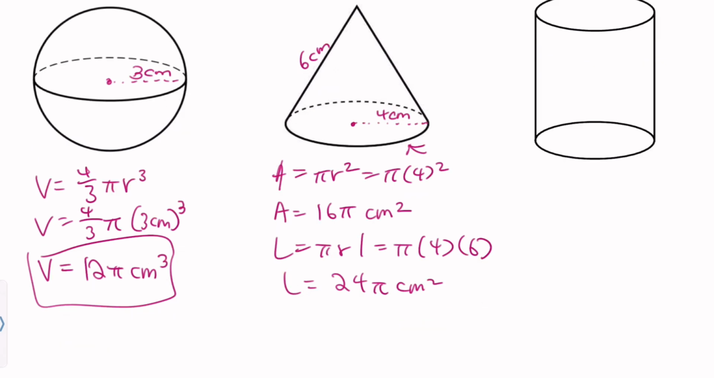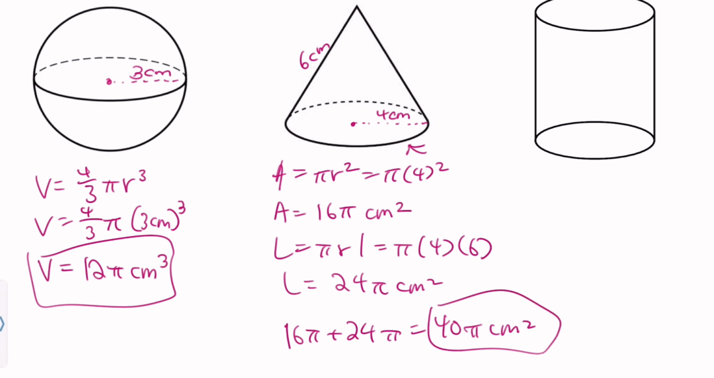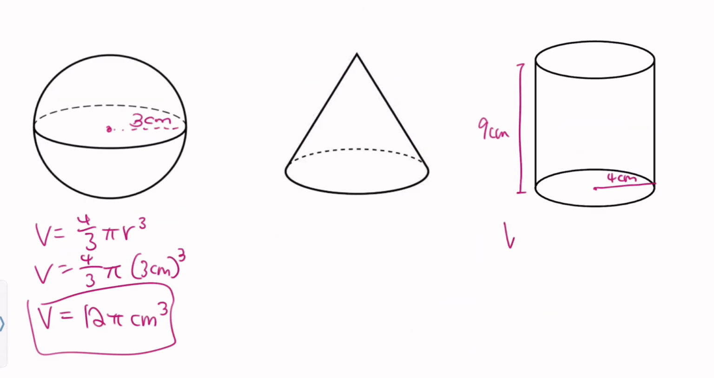Now all we need to do is just add it. So 16 pi plus 24 pi is equal to 40 pi centimeters squared. Okay. So the volume of a cylinder is really simple. It's just base times height.